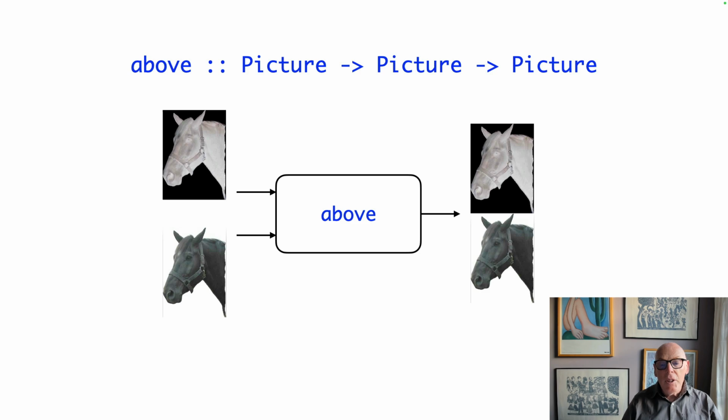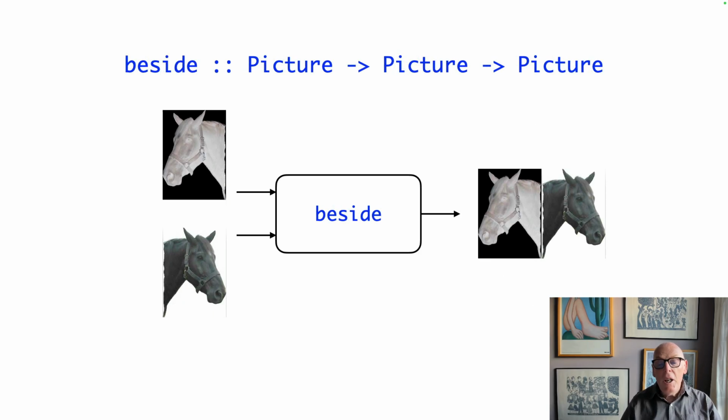But we've also got operations that build bigger pictures from smaller ones. So we can put one picture above another. Here's an example of that. And we could also put one picture beside another. And you can see an example of that here. And again, you see at the top, the type picture, arrow, picture, means that beside takes two pictures, you see on the left, and produces an answer which is a single picture. So that's the model that we have.